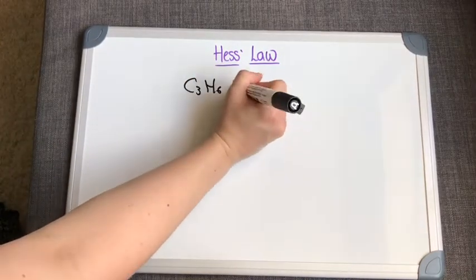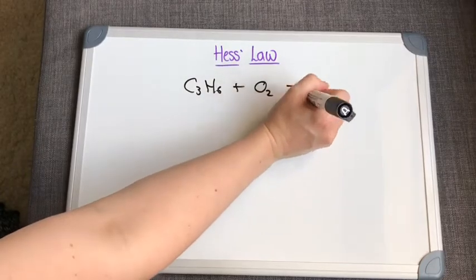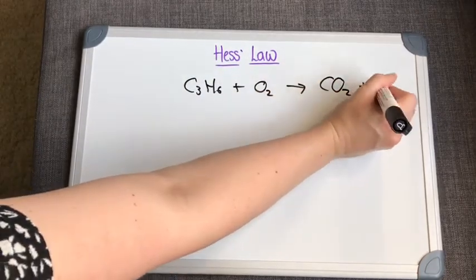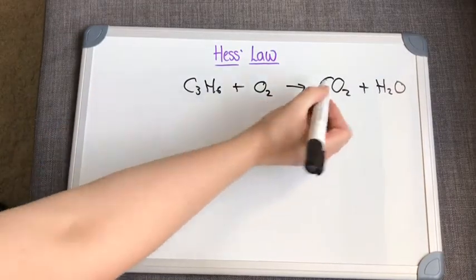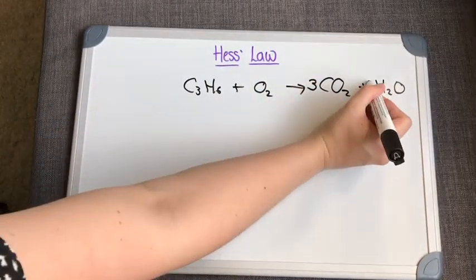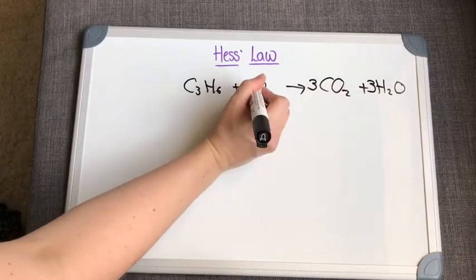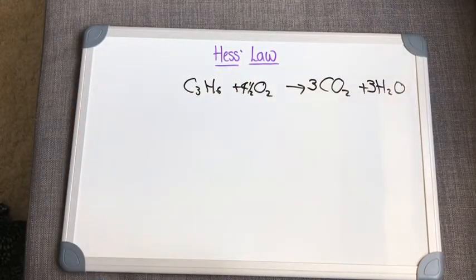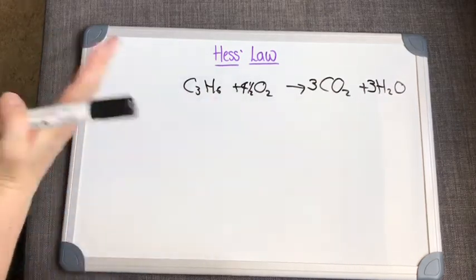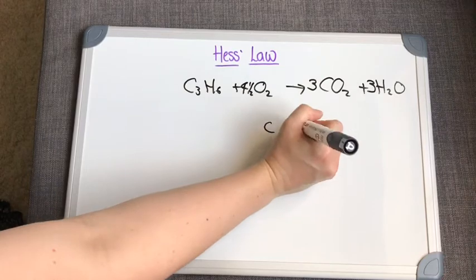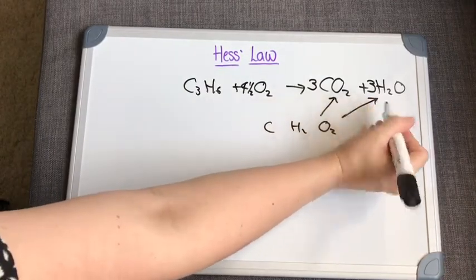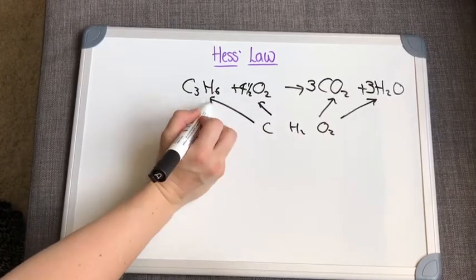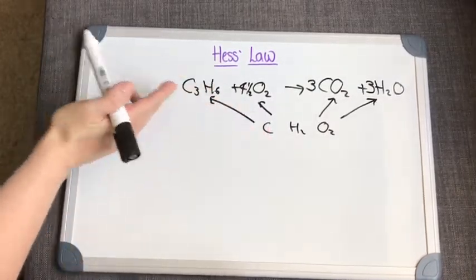So here's propene. And I know that the products of combustion will be water and carbon dioxide. Now I just need to balance that, like so. Now the table has given me the enthalpy change of formation. So because I've been given formation data, I want to write the elements that these substances were made from at the bottom. And my arrows are going to be going up because I'm forming these substances.